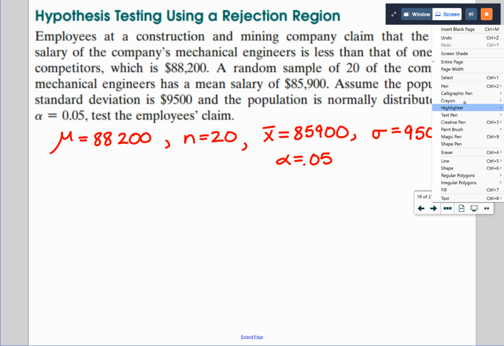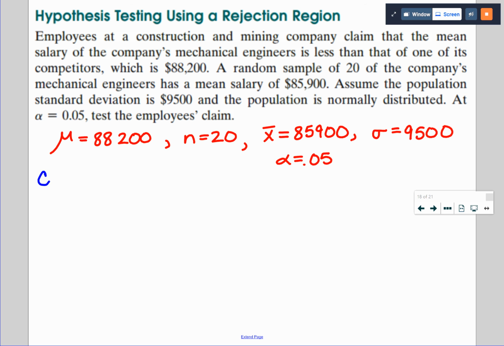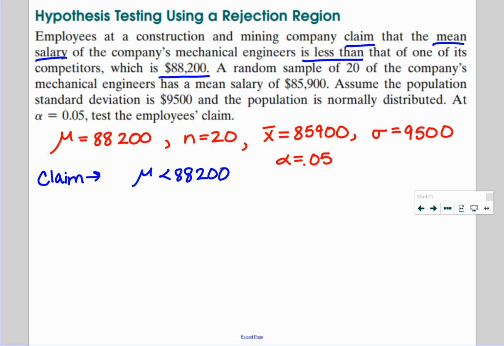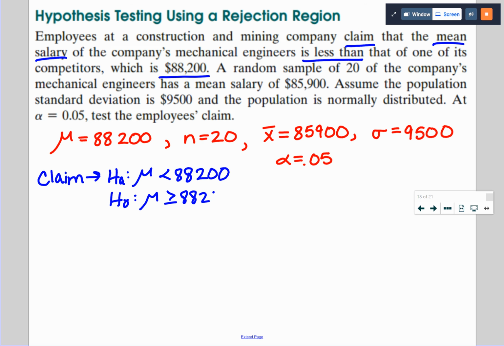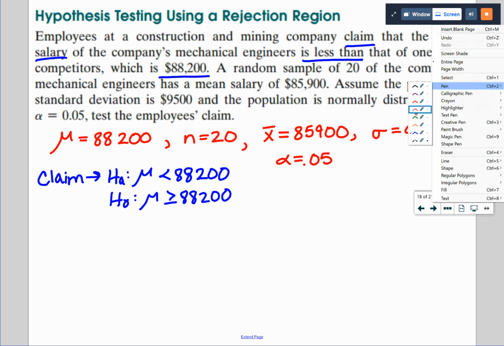Okay, let's write the null and the alternative, starting with the claim. All right, so the claim is that the mean salary of mechanical engineers is less than their competitors, which is 88,200. So mean is less than 88,200. Is that my null or my alternative? Alternative, because it does not have the statement of equality, which means the null is the complement of that, mean greater than or equal to 88,200.